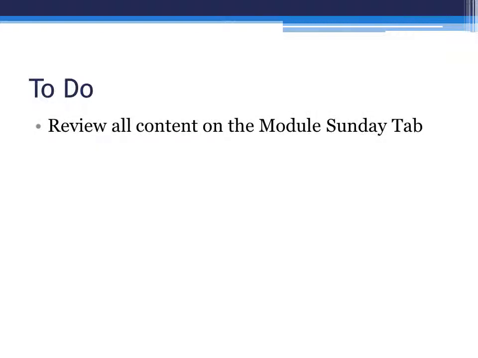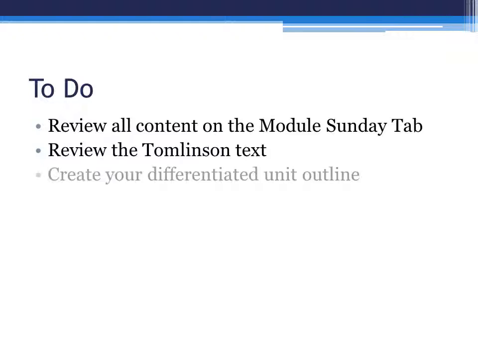So that's the end of this module, and I just want to recap what you need to work on before I see you again. So review all content on the course site on the Sunday tab. Please review the Tomlinson text again. We'll be discussing it in class. And you're going to be working on creating a differentiated unit outline. This you'll be doing in class, but I just want you to think about it.